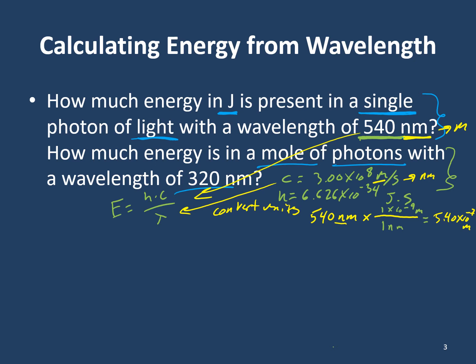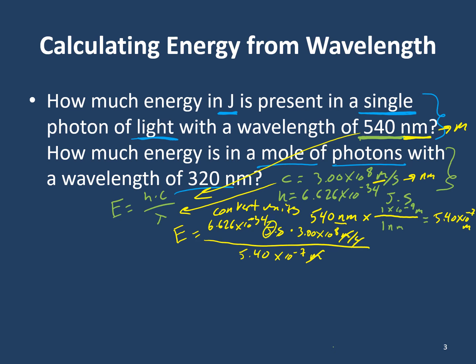Now I can solve this equation, right? So E is going to be equal to 6.626 times 10 to the negative 34 joules times seconds times 3.00 times 10 to the 8 meters per second. And seconds here will cancel with that. And I need to divide this all by 5.40 times 10 to the negative 7 meters. So meters here cancels as well. And we're left with just joules.